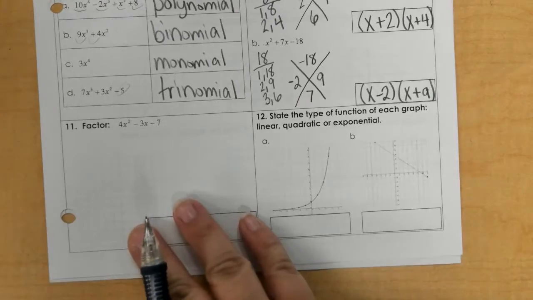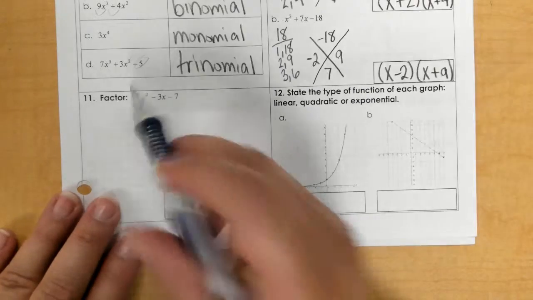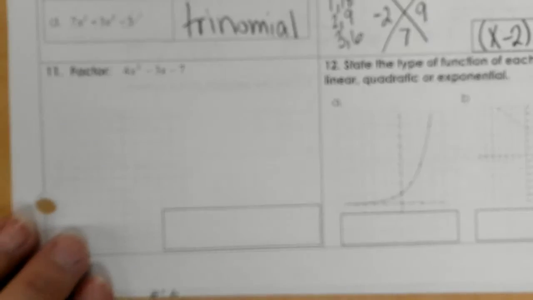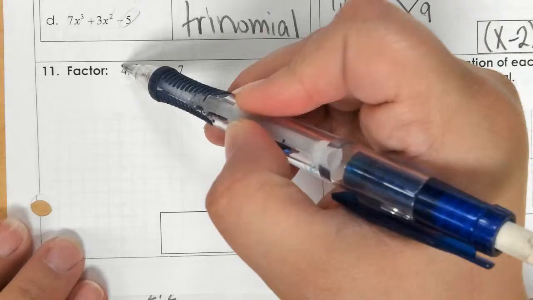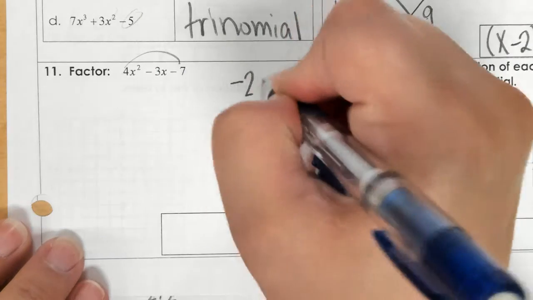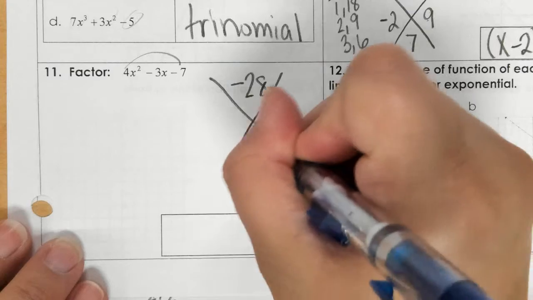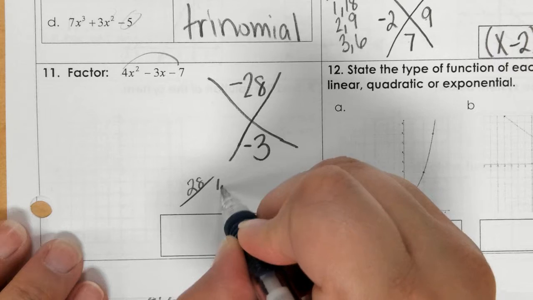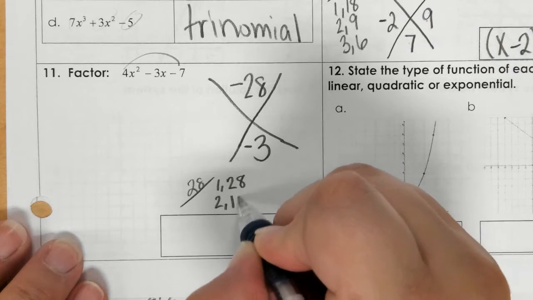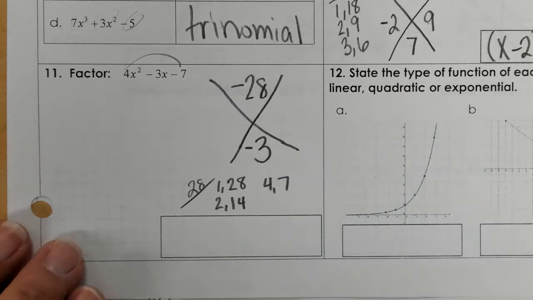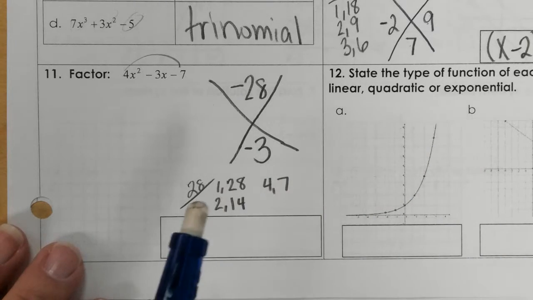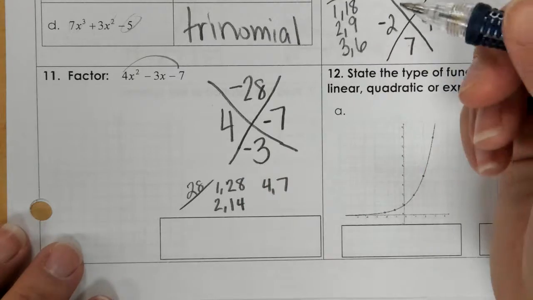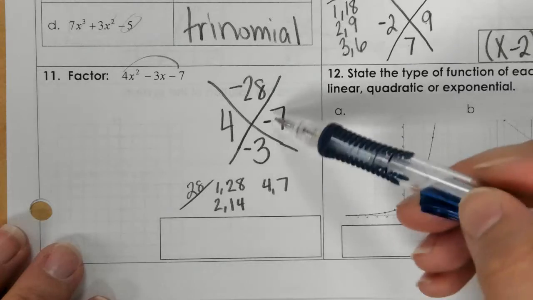In number 11, it also says to factor, but you'll notice that there's a 4 here. So this would mean that we would need to do bottoms up. So I would take 4 times negative 7, and that's negative 28, and we're trying to get to negative 3. So factors of 28, 1 and 28, 2 and 14, 4 and 7. Which one of these can make 3? Well, 4 and 7 if 7 is negative. Because remember, these signs need to match.